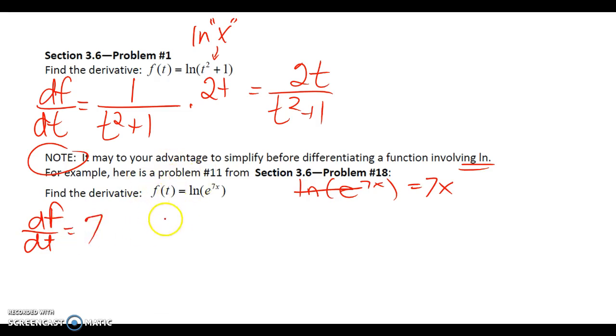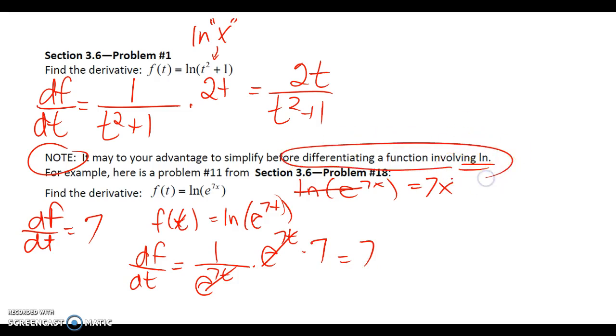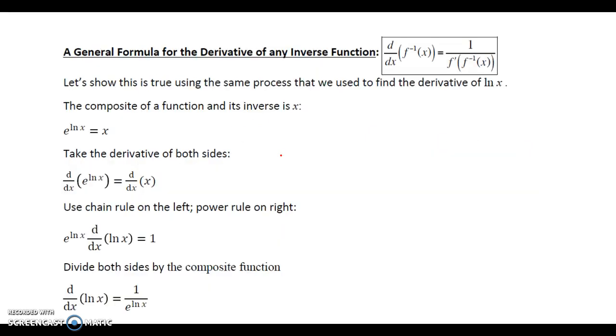If we do it the other way, if we say f of t is the natural log of e to the 7t, then the derivative of f with respect to t, using our chain rule, the derivative of the natural log of this x is 1 over this x, right? Times the derivative of the inside, which is e to the 7t, times the derivative of that top piece, which is 7. And we get the same answer, don't we? So watch and see if you can simplify before you differentiate.